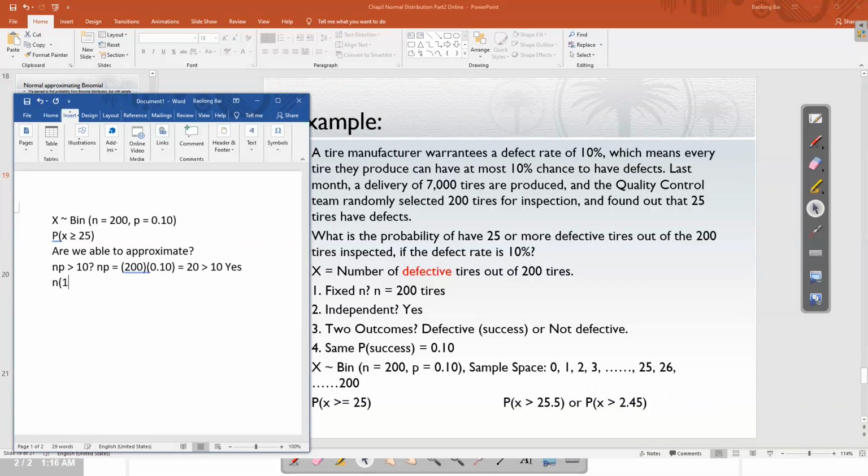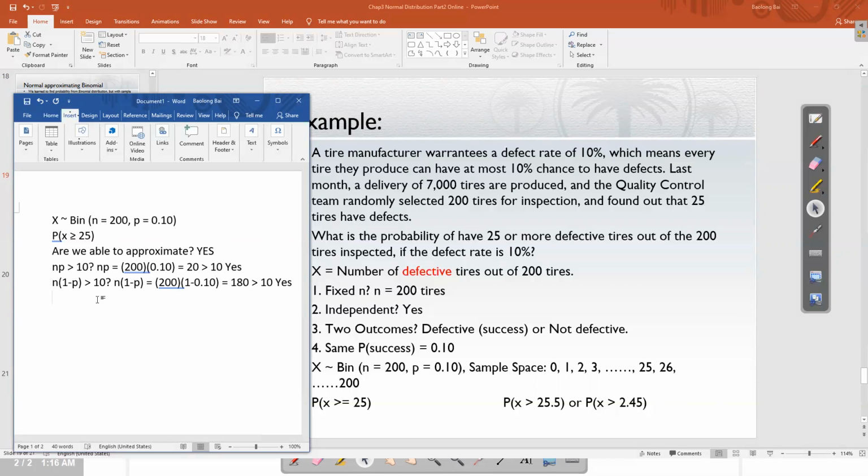What about n times 1 minus p? Is that greater than 10? N times 1 minus p will equal 200 times 1 minus 0.10, right? That'll be 180. And that's greater than 10 as well, right? So yes, that condition is good. So are we able to approximate using normal distribution? Yes, because both conditions are good, right? So now let's just go ahead and approximate.